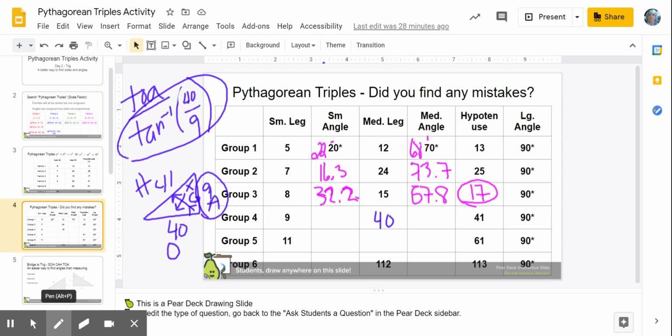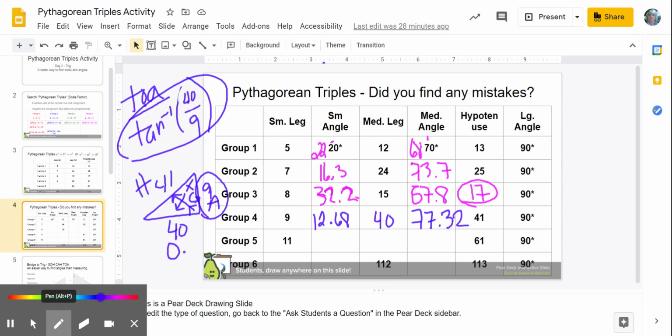You are so fast. You beat me. 77.32. Yes, sir. 77.32. So what's the small angle? What should the small angle and the medium angle add up to? 12.68. 12.68. You killing it in the calculator today. So let's do one more. Do you want to do, what's the missing number for the 11, 61 triangle?